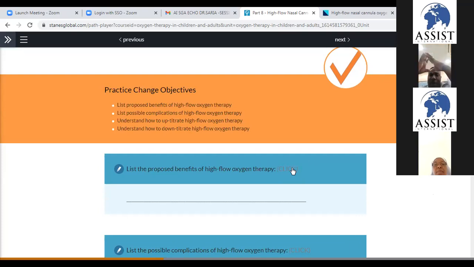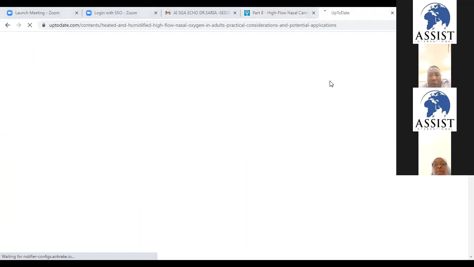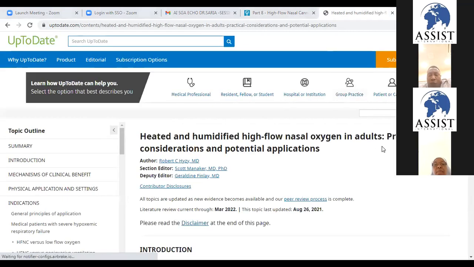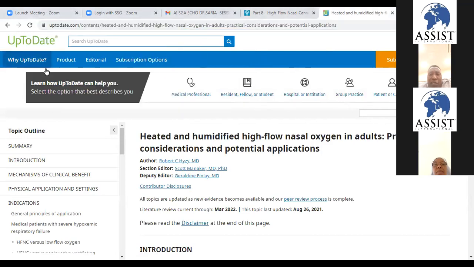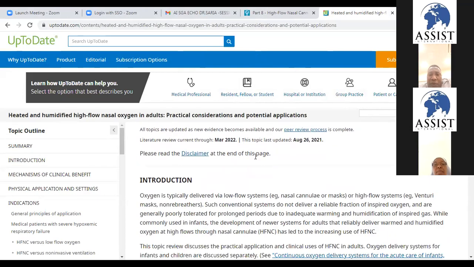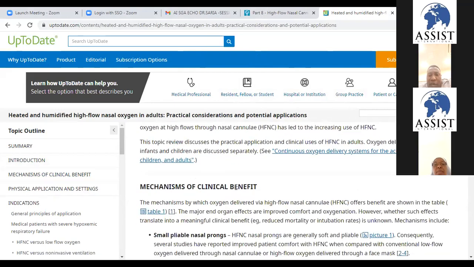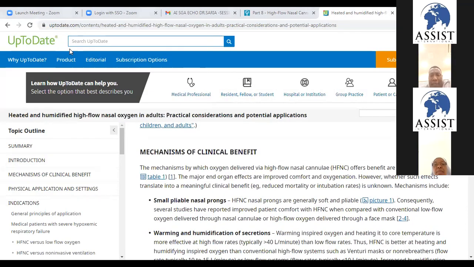So there are many benefits of using the high flow oxygen devices. Dr. Kevin has shared the link. This is an update, so maybe some of us have access to an up-to-date website. If you go through that website, you can have all these topics. You can just go straight to the benefits.